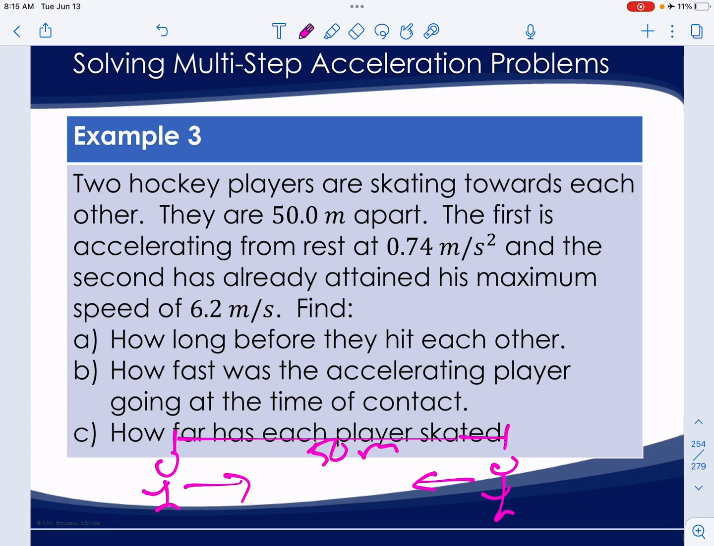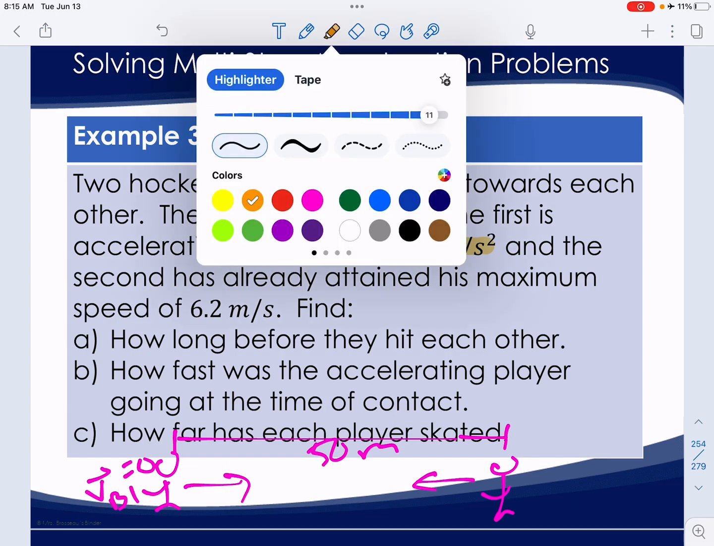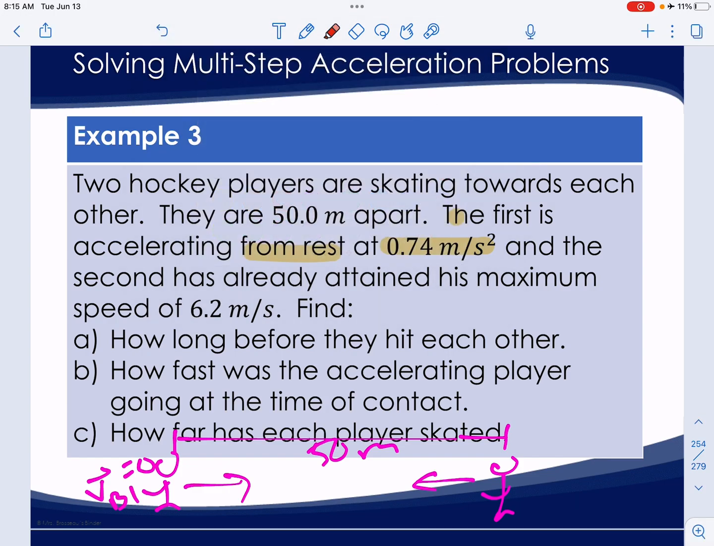The first is accelerating from rest. Let's give them names. So the first is accelerating from rest, and its acceleration is this. And the second player, let's use a different color, has already attained its maximum speed. So the second player is moving at 6.2 meters per second, and it's moving at a constant speed, so it's not accelerating. Okay?